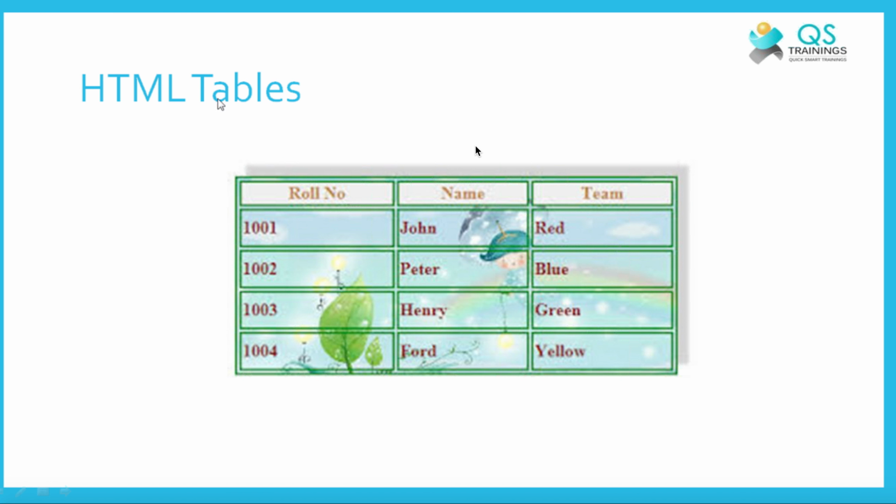Next thing that we can do is create tables. When we have to store certain tuples or records, we can present them in the form of tables. And for tables, we can do different types of formatting. We can provide borders to our tables. We can specify the font of the content in the table, or we can apply a background image to our table. Like here we have a table which has a background image. So these different kinds of tables can be created using HTML.